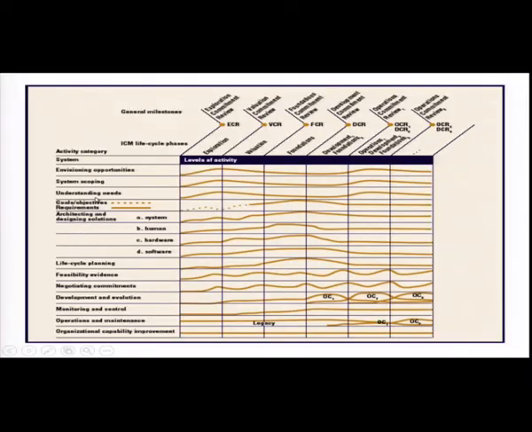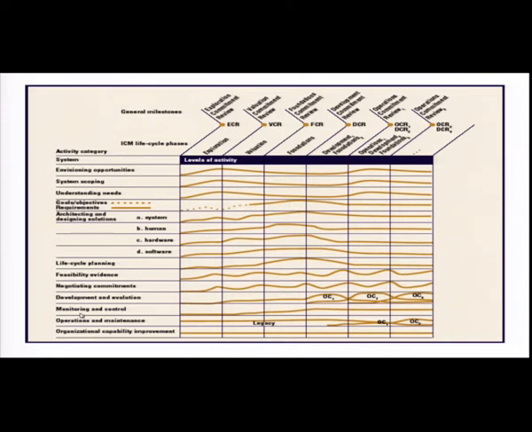The problem is, what we are promising is software functionality extensions. So, we talked about direct components, indirect components, services, direct services, indirect services. This is a corresponding figure based on which we are talking about activity category, systems, envisioning opportunities, system scoping, understanding needs, goal. So, what is the point here? The point is, Chris Partridge's book clearly tells that this kind of a context will nicely translate into life cycle planning, feasibility evidence, negotiating commitments, development of evolution.